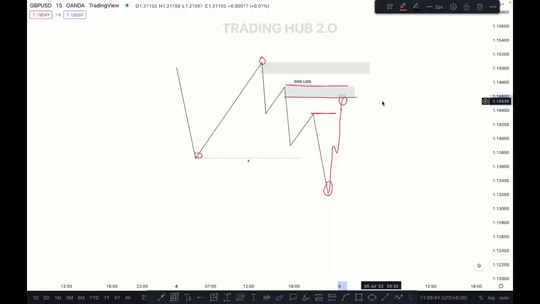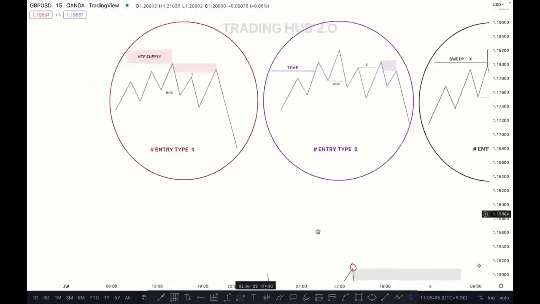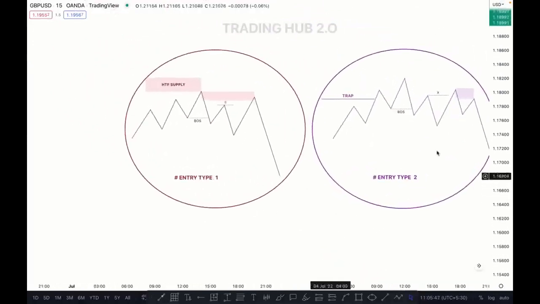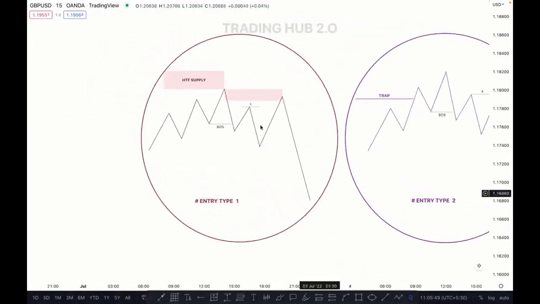Then what criteria should you follow to sell here? Let me show you exactly. You have to apply entry type 1. Why? Because when the market taps on the order block, higher time frame supply, then you have to wait for the CHoCH. Then the market breaks this structure and creates the first inducement, a minor inducement, and after taking out this inducement, you can sell.